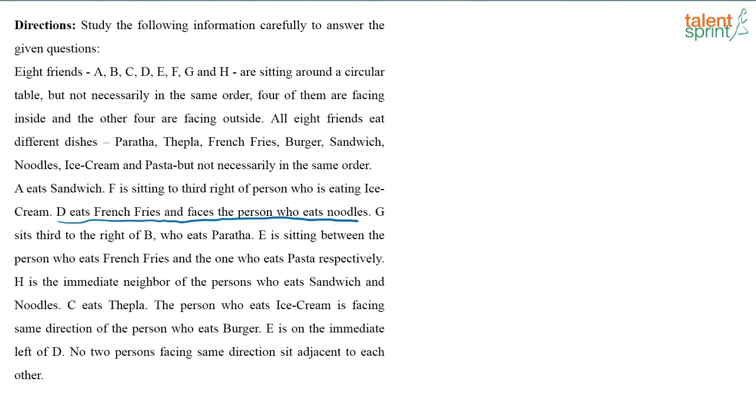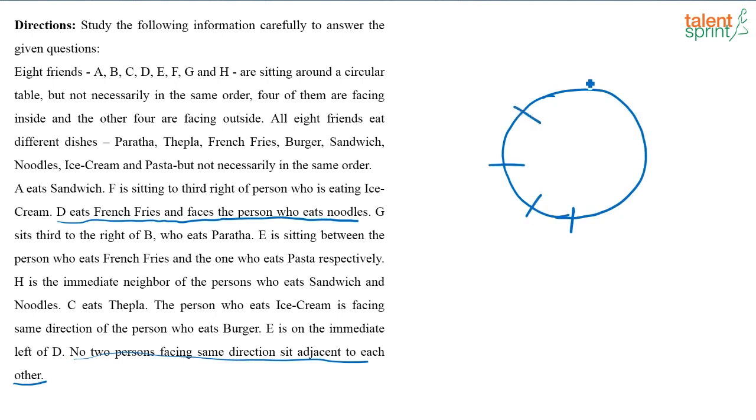Then some information is given. Finally they are saying no 2 persons facing the same direction sit adjacent to each other. Now that is a very good clue that they have given. There are 8 people sitting around a circular table: 1, 2, 3, 4, 5, 6, 7 and 8.